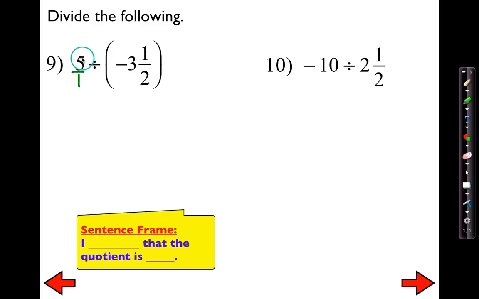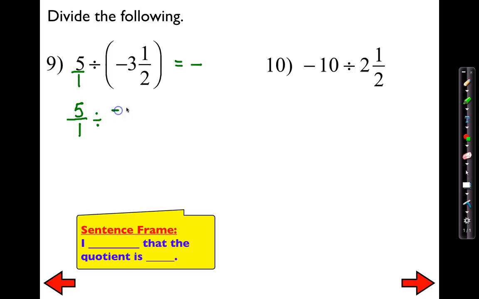Now that I've done that, I'm going to go ahead and decide right now. A positive divided by a negative is definitely going to be negative. And again, if this was your answer box, I'd put the negative right away. So here, this is going to be 5/1 divided by, turning this into an improper fraction, 2 times 3 is 6 plus 1 is 7.